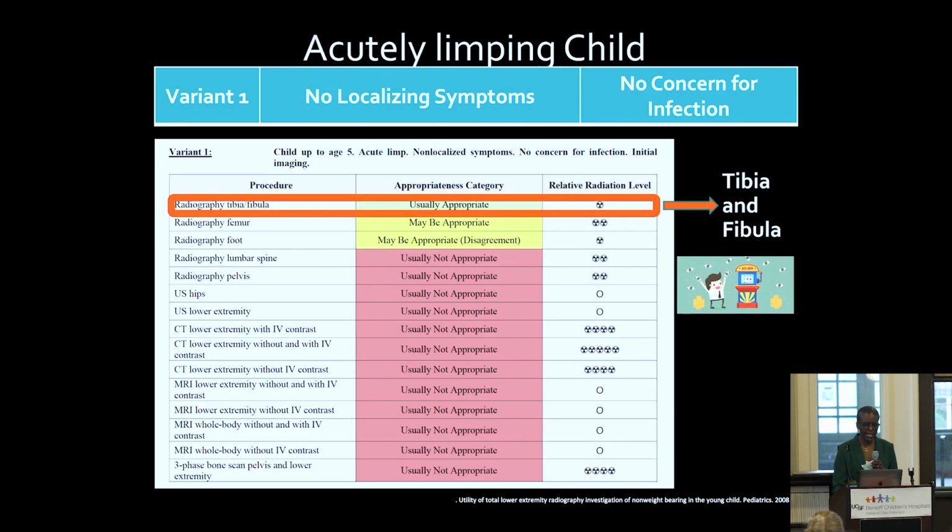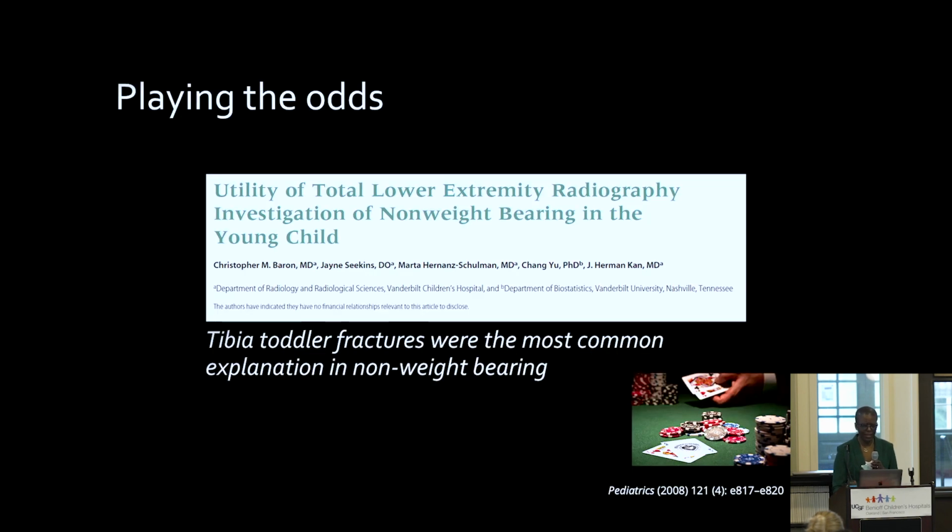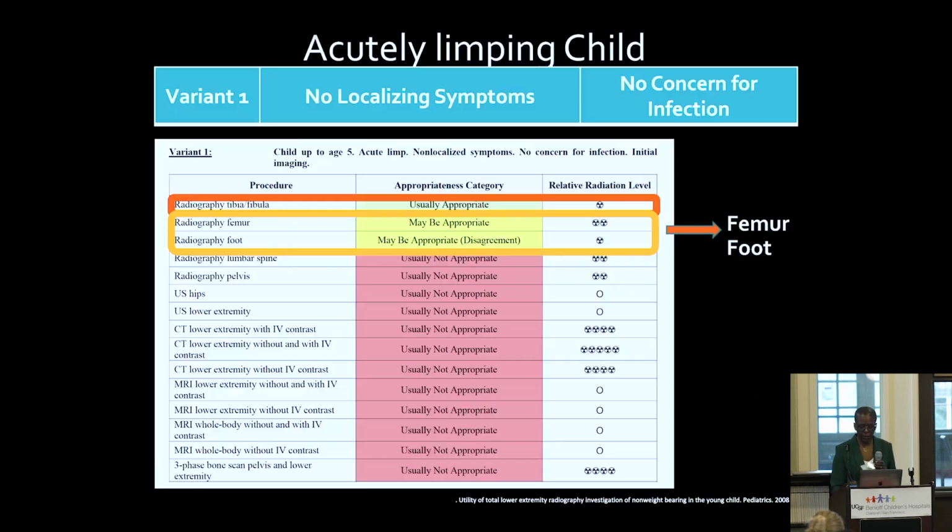Okay, so what it says is that radiograph of the tibia and fibula is usually appropriate as the first imaging line. And so why is that, right? So you're just playing the odds, basically, okay? This paper out of Pediatrics in 2008 actually looked at the utility of total lower extremity radiographs in the investigation of non-weight bearing in the child. And what they found was that toddler fractures of the tibia were the most common explanation for non-weight bearing. So that is a good place to start.